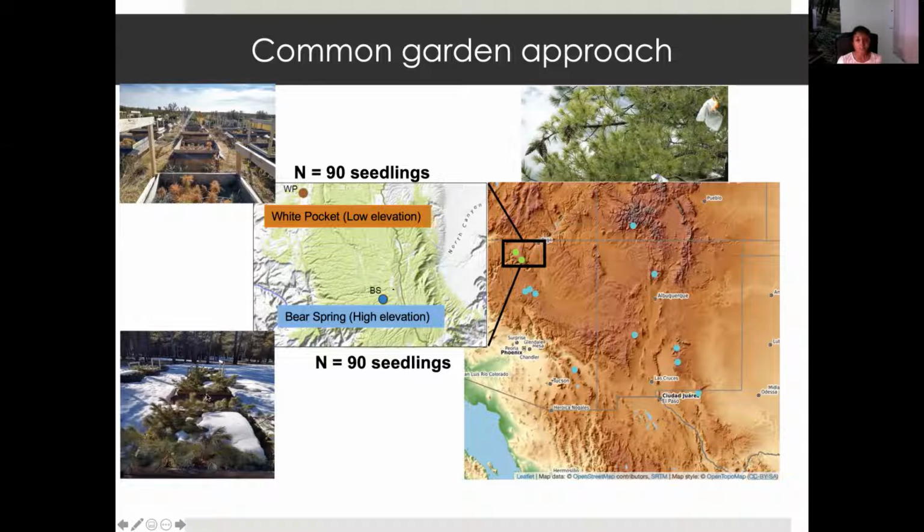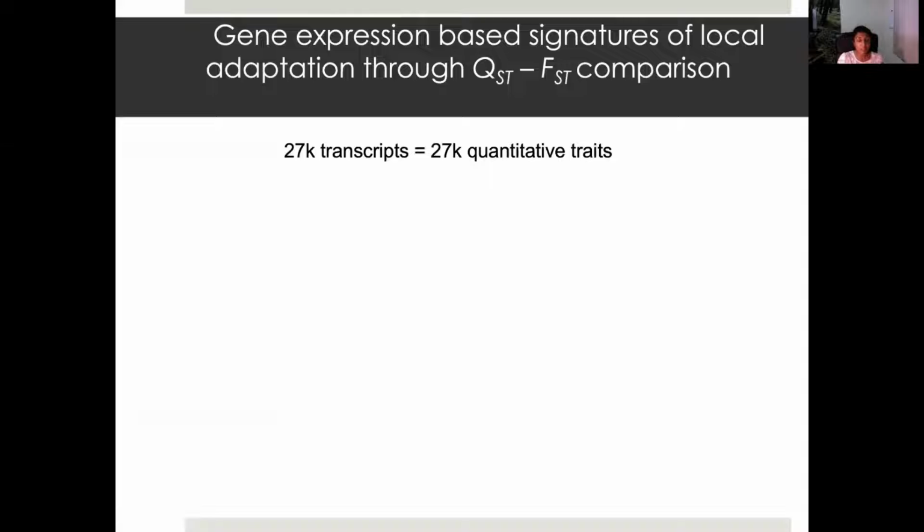Within each of these gardens, I sampled needle transcriptome from 90 seedlings that represented a mixed sib family design and had maternal trees that originated from 10 populations that in the map on the right-hand side is represented by these cyan circles. Using these needle transcriptomes, I generated a de novo transcriptome assembly, and after a series of filtering steps, ended up with 27,000 transcripts, which for the purpose of today's talk, I will be equating to 27,000 quantitative traits.